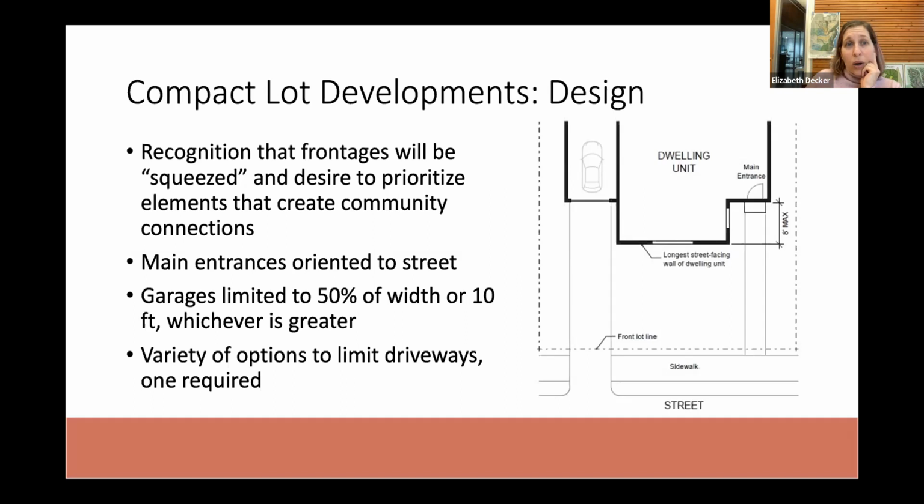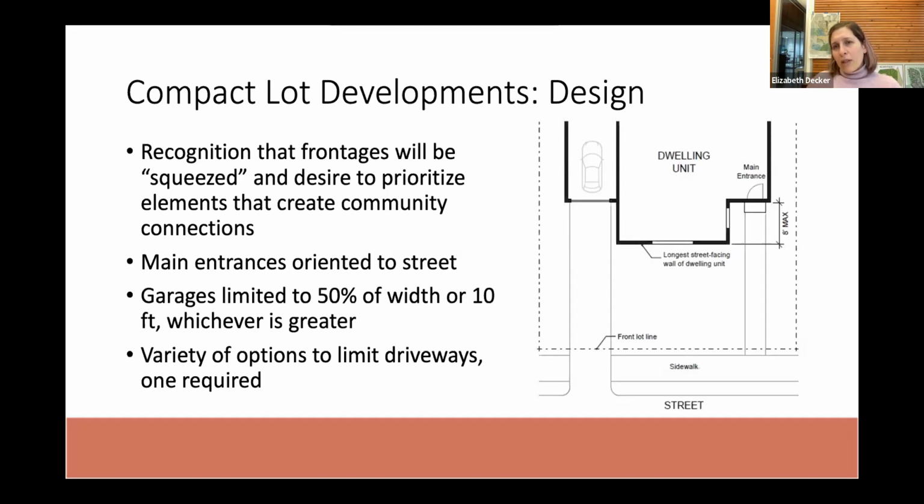So as part of the compact lot developments, the standards include a requirement for a main entrance oriented to the street, garages limited to 50% or 10 feet, whichever is greater. A lot of times it's going to be greater than 10, but we wanted to include that minimum. And then there's a variety of options to limit the impact of driveways. One of them is required. It can simply be not parking in the front yard. That would meet the requirement.